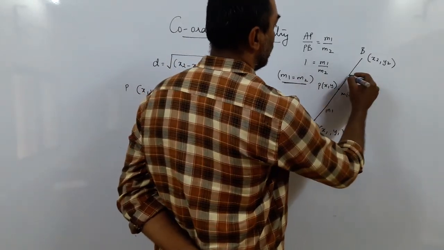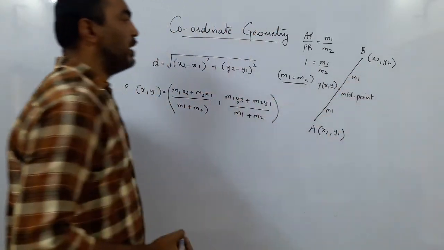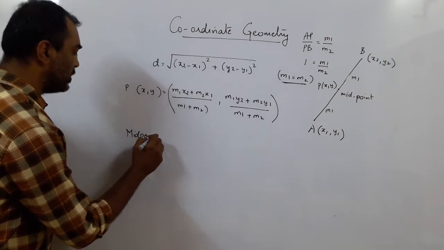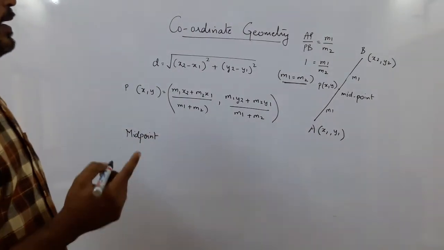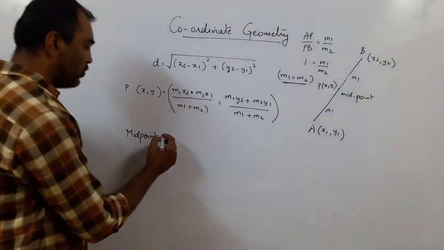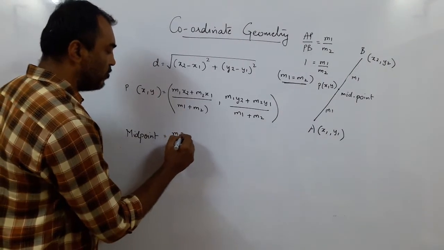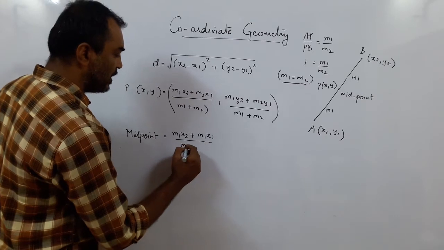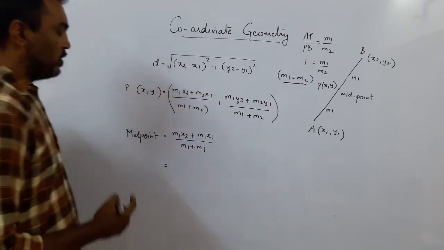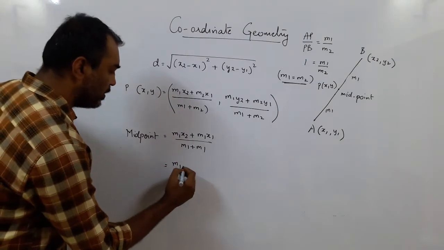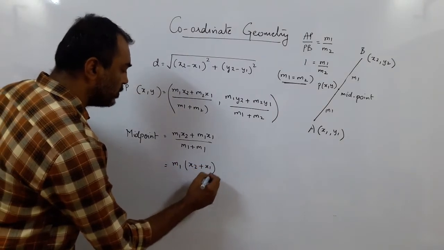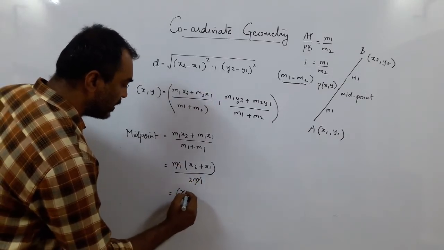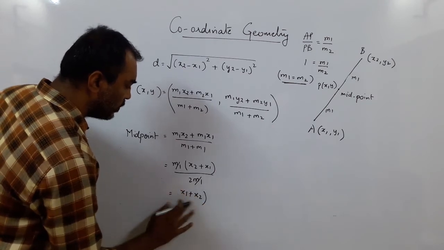So what is the special case of the midpoint? The ratio m1 and m2 is now equal. Both are equal, m1 and m1. So for the midpoint, the condition has changed. The ratio is no longer m1 and m2, it is m1 and m1. So if we now modify this formula, what will we get? m1 x2 plus m1 x1, because m2 is m1, upon m1 plus m1. If you go further, I can take m1 common, I get m1 (x2 plus x1) upon m1 plus m1, which is 2m1. The m1 gets cut, so I get (x1 plus x2) upon 2.